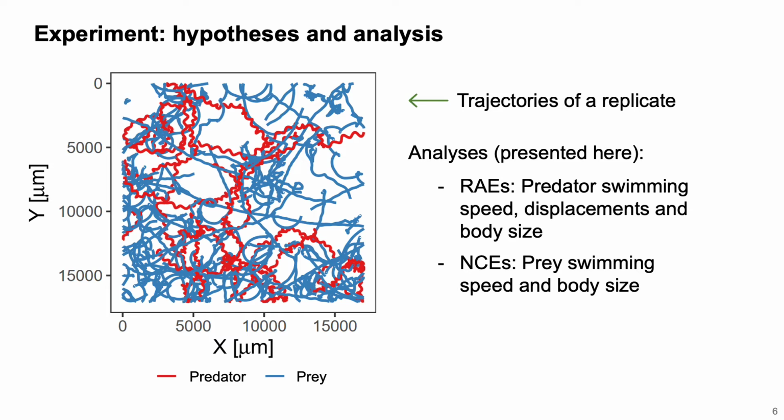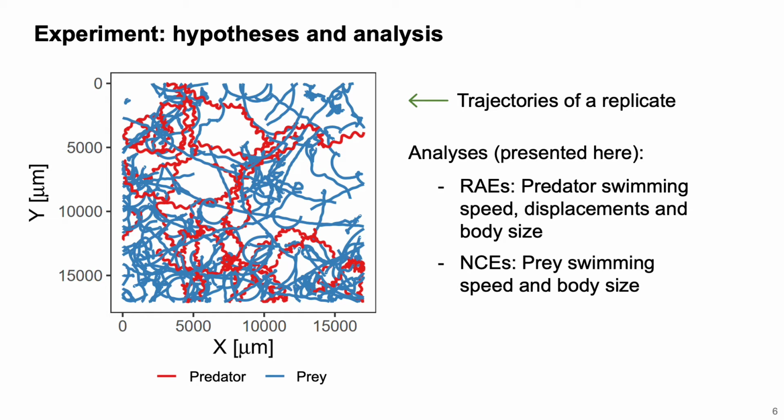On the side of resource availability effects, we analyzed the swimming speed, the displacement, and the body size of the predator. We hypothesized that in scarcity or absence of prey, the predator would swim faster and search in larger areas, and that it would decrease in body size due to starvation.